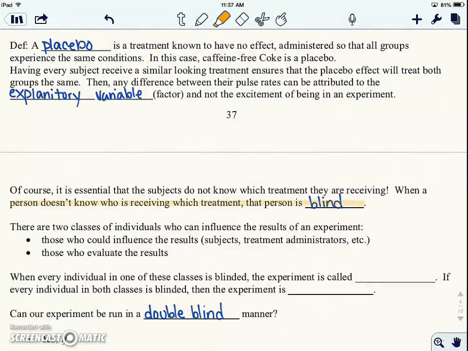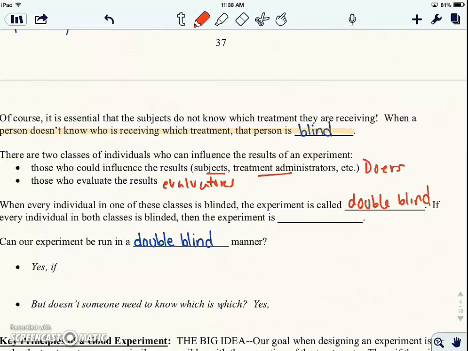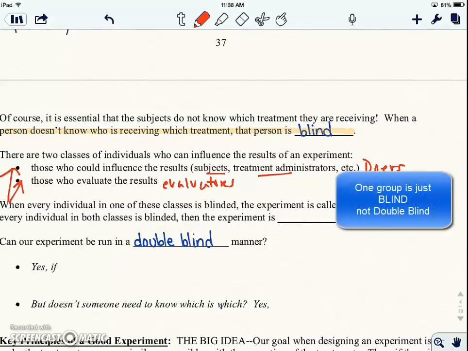There are two classes of individuals who can influence the results of an experiment. We have to think about it. Those that are doing it, so they're the doers, and then the evaluators. So the subjects, the treatment administrators, those involved, they could influence, but also those who evaluate the results could influence. When every individual in both of these classes, so both the evaluators and the people doing it, don't know who had the placebo or who had the caffeine, it's called double blind.